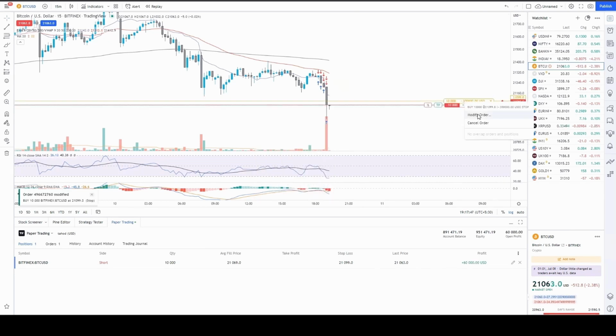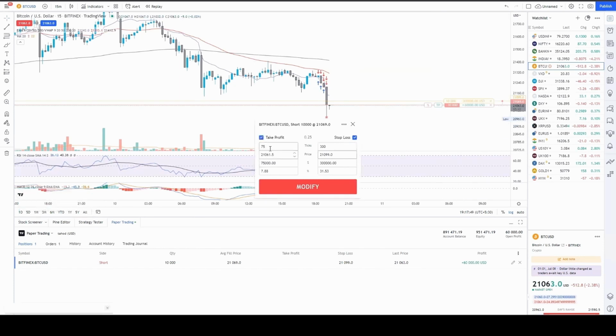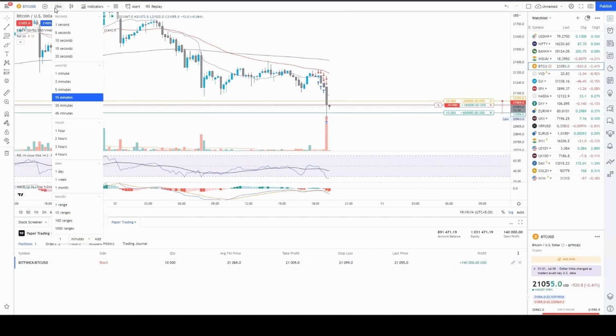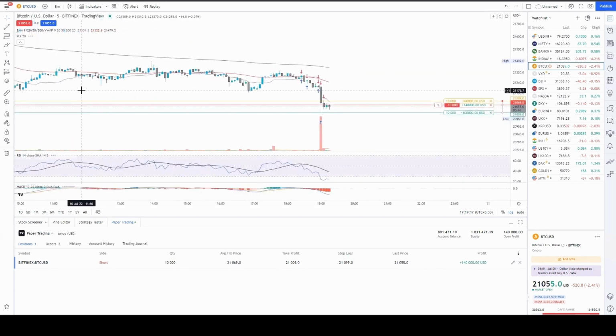And I'm also going to modify our order, take profit at a position of 600. So currently our risk to reward ratio is 2:1. So either we are going to make $600,000 profit on this particular trade or we are going to lose $300,000. So let's just wait and see what happens next. I'm going to move down to the 5-minute time frame and see actually what is happening.